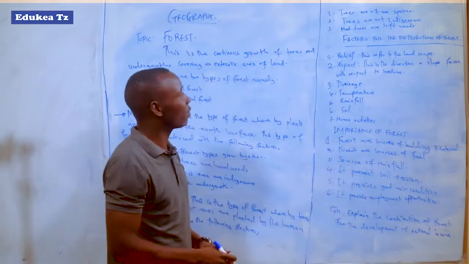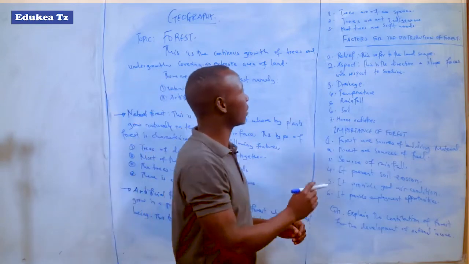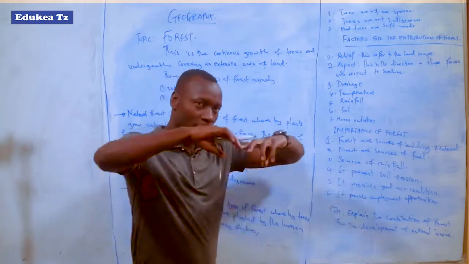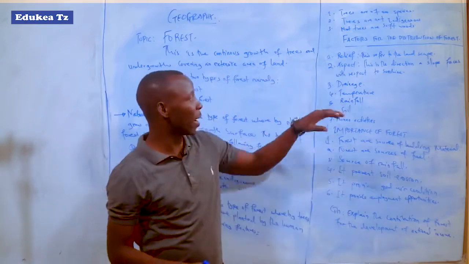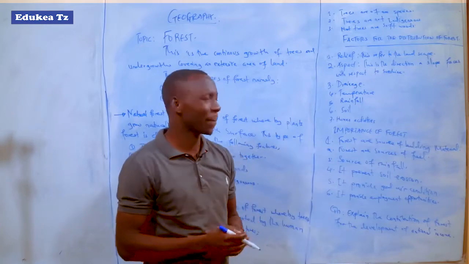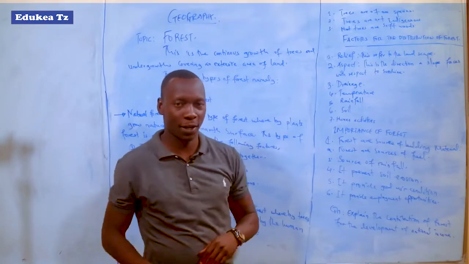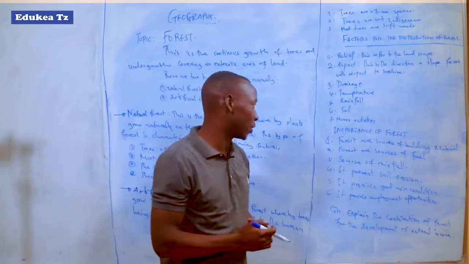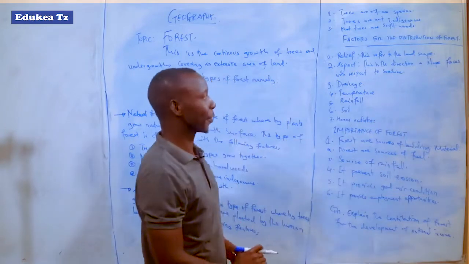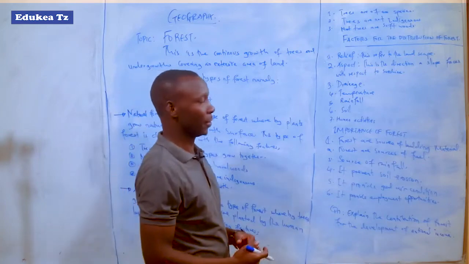Okay, my dear students, after looking at point number two, let us see point number three. Most trees are softwoods. This means that the wood produced from this artificial forest is soft and not hardwood like in a natural forest. So after looking at that, let us see the factors for the distribution of the forest in the country or in the world.